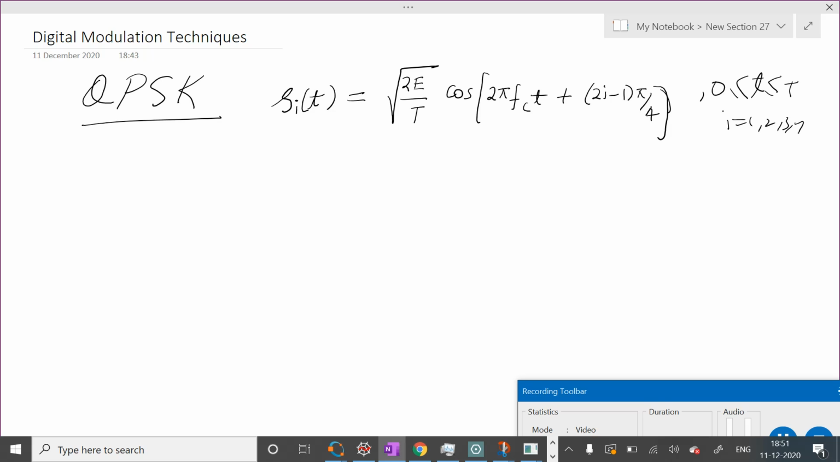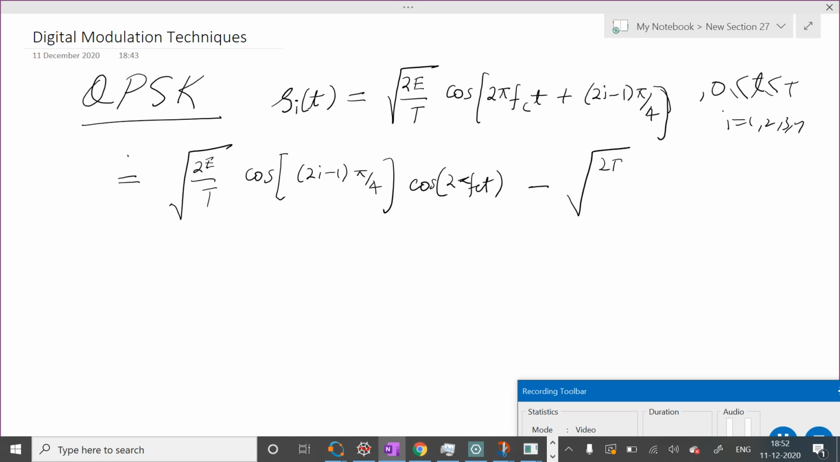3, 4. So this can be expanded using cos(a + b) = cos a cos b minus sin a sin b. So we get root of 2E by T cos((2i minus 1) pi by 4) cos(2 pi fc t) minus root 2E by T sin((2i minus 1) pi by 4) sin(2 pi fc t).